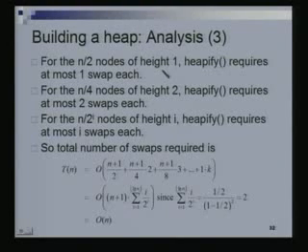n by 2 calls are being done on heaps of height 1. n by 4 calls are being done on heaps of height 2, right? And since the time taken for heapify is proportional to the height of the tree on which the heapify procedure is being called, much less time is being spent here than just saying n by 4 log n, right, which is a crude upper bound.